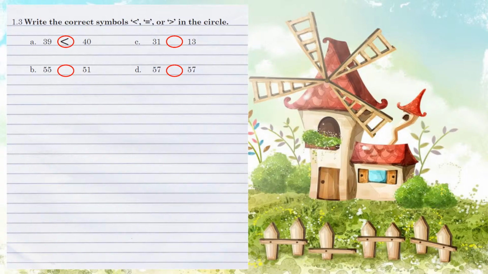Let's look at example B. 55 compared to 51. 55 is bigger than 51, so we want to use our greater than symbol, which means that the open side of our symbol is facing the 55.